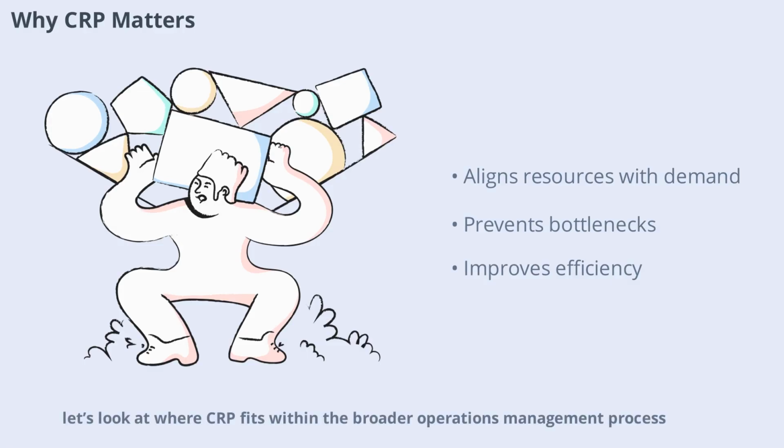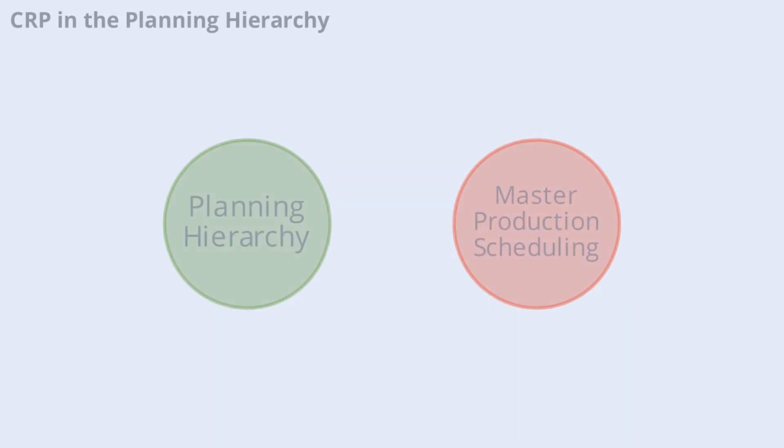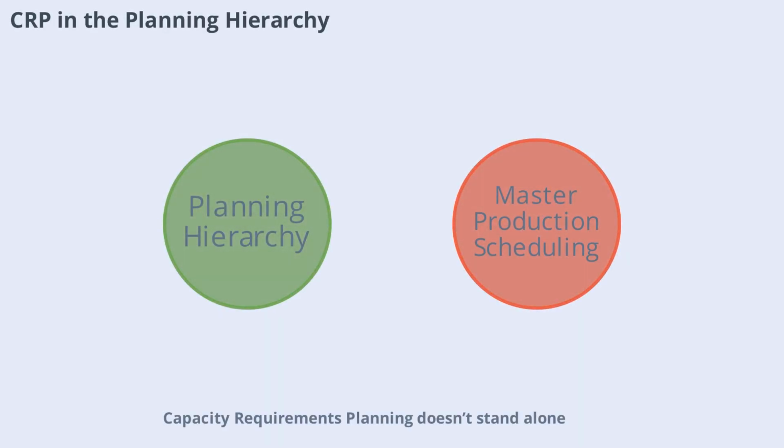Now let's look at where CRP fits within the broader operations management process. Capacity requirements planning doesn't stand alone. It's part of a larger planning hierarchy in operations management. At the top, you have strategic planning, which sets long-term goals. Next comes aggregate planning, focusing on overall production levels.